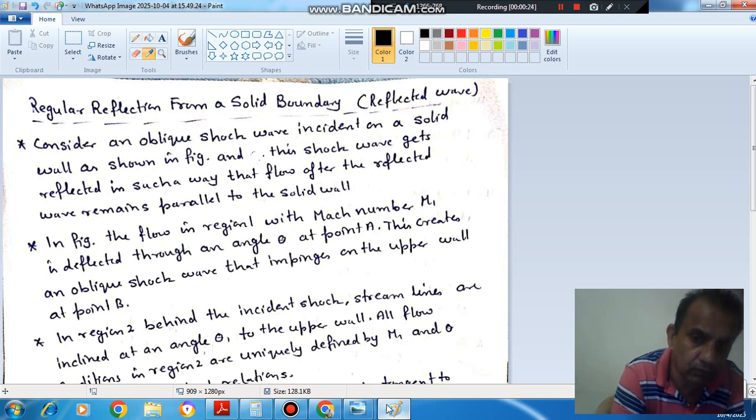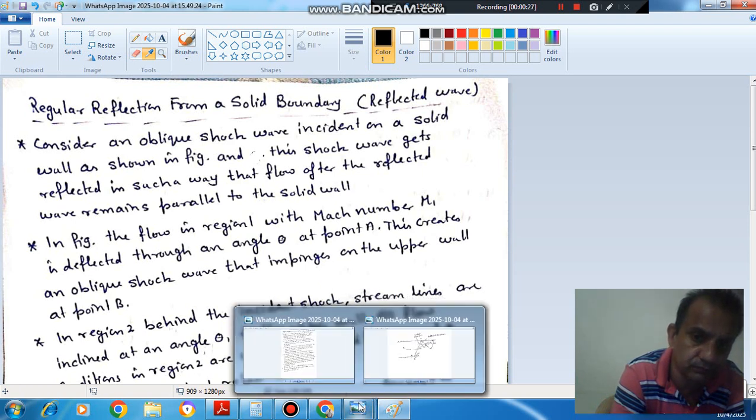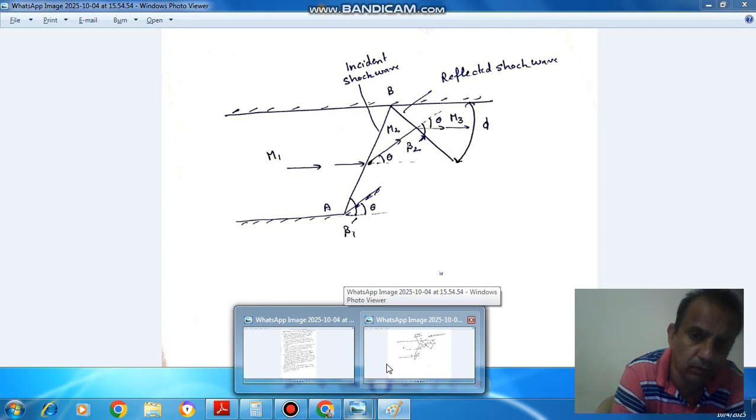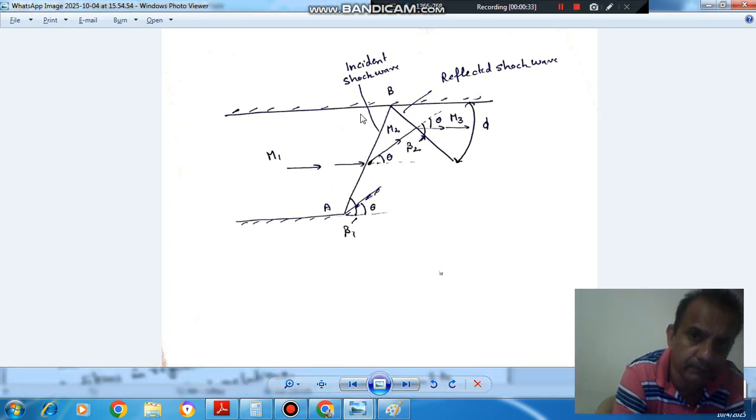So far we have studied only one wave, that is your oblique shock wave. Now if there is some wall here, then this shock wave gets reflected, and that shock wave is called reflected shock wave. Suppose we have a flow having Mach number M1, so that an oblique shock wave forms at an angle beta 1, and the flow is diverted by an angle theta. So if here the Mach number is M1, then due to this oblique shock, the Mach number will change and it will become M2.